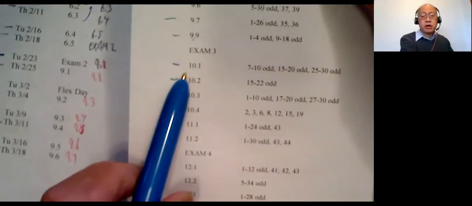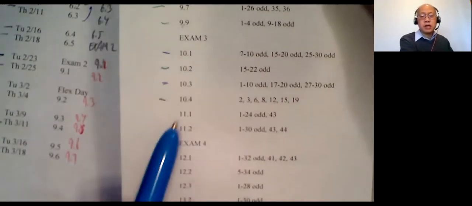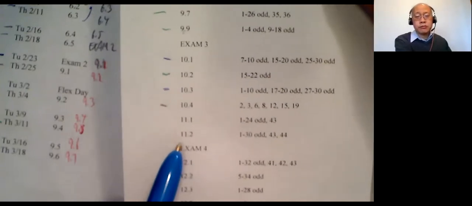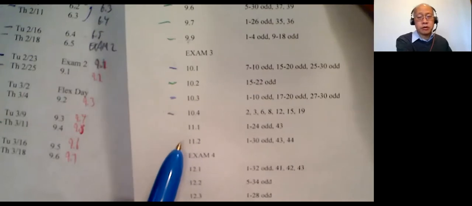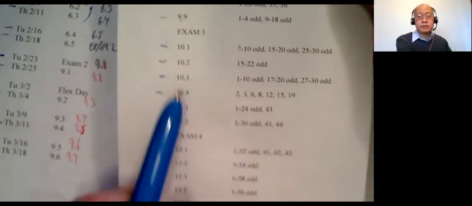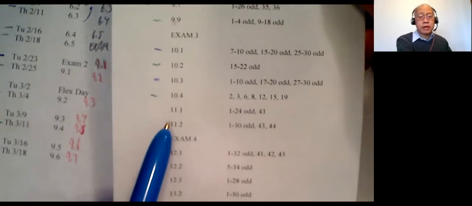You will turn in everything here, 10.1, 2, 3, and 4, which we're already finished, 11.1, 11.2. Okay, I have a 70% homework requirement. You must turn in at least 70% of the homework. That should not be that bad because I've shown you how to do a great number of them anyway.